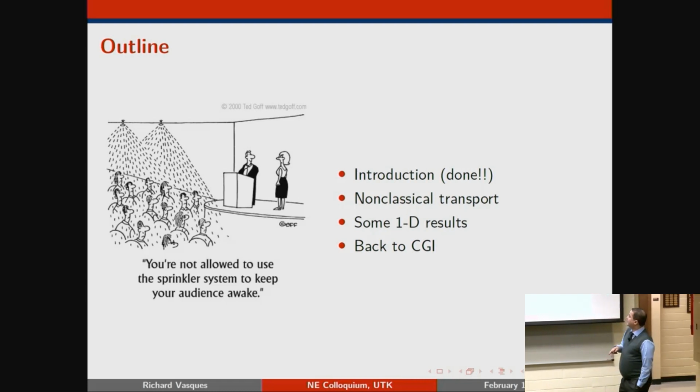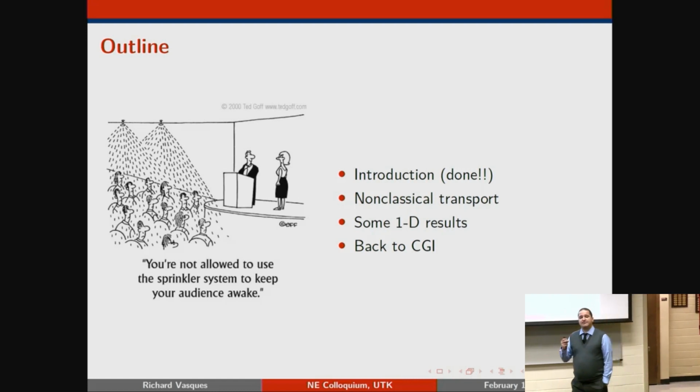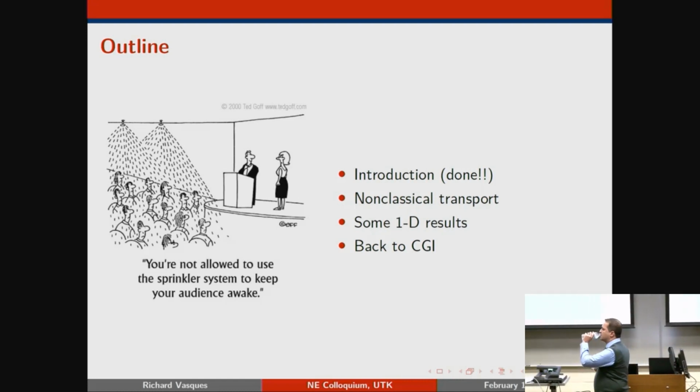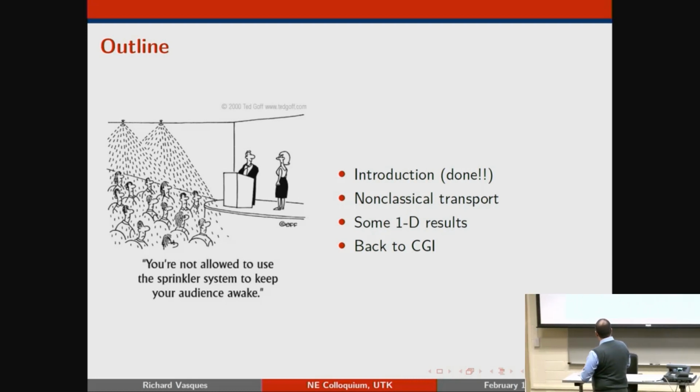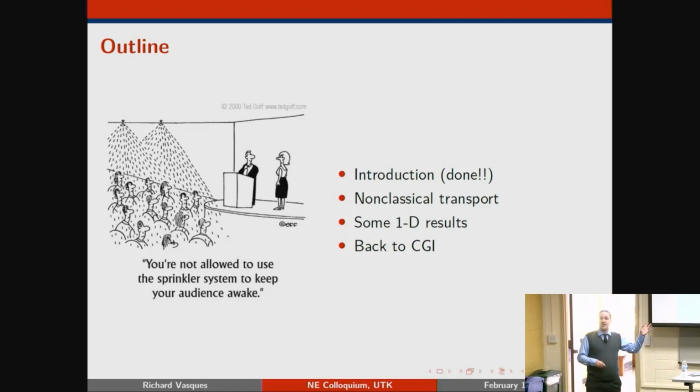So what I'm going to talk to you about today, we already did the introduction, so we're done with that. I'm going to give you an idea what I mean when I say non-classical transport, which is this area of research that I've been working in the last few years with several different applications. I'll show you some 1D results just because they're easier to plot and easier to see the effects. And then we'll go back to this CGI question. All right?